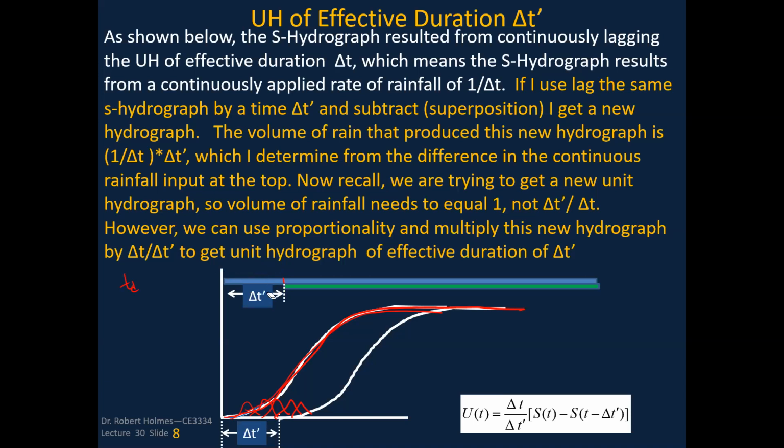Now I then take that same unit hydrograph, and here in green, you can see that I've got this S hydrograph, which is the same exact one. It's only lagged by the value of the new effective duration. Delta T prime is going to be my new effective duration of this unit hydrograph. That's what I'm after. And so I'm going to lag it a distance delta T down here. And then by superposition, I'm going to subtract one from the other on all these different ordinates.